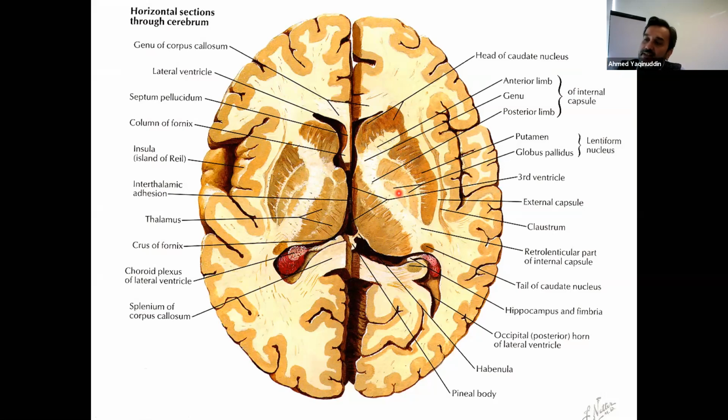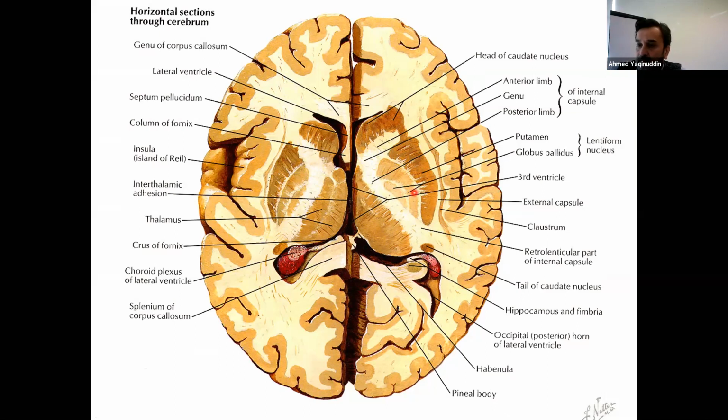The third set of nuclei of the basal ganglia is substantia nigra, which is present at the midbrain. And between the midbrain and the thalamus, the area is called the subthalamus. So these are the four basal nuclei of the basal ganglia.